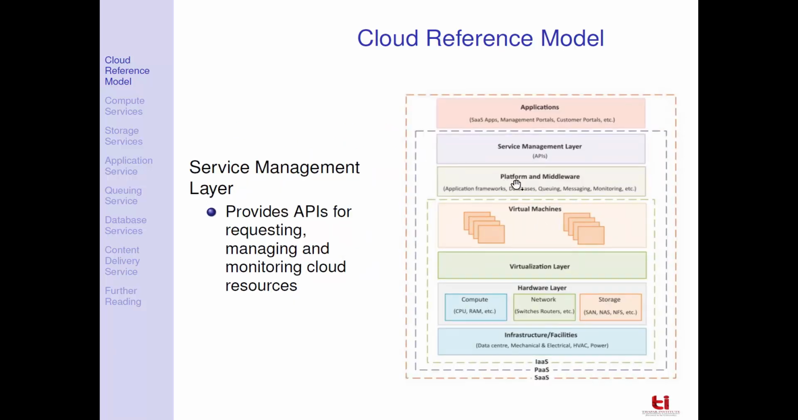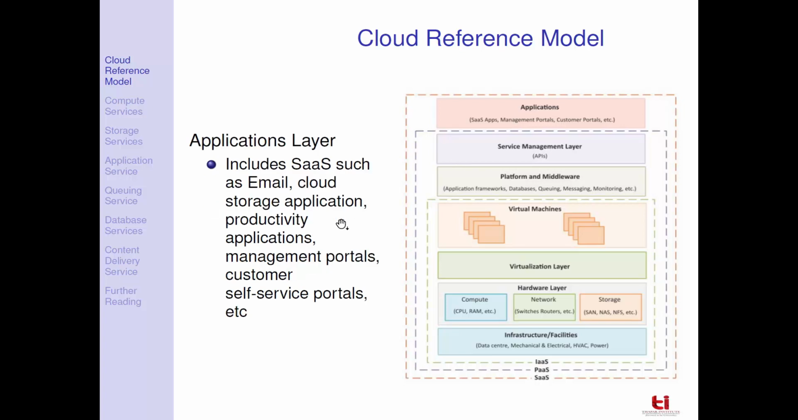The next layer, the layer above the platform and middleware layer, is the service management layer. It provides APIs, that is application program interfaces, for requesting, managing and monitoring the cloud resources. The topmost layer is the application layer. It includes software as a service such as email, cloud storage applications, productivity applications, management portals, customer self-service portals, etc. So the cloud reference model basically shows the various types of cloud services and the associated layers in the cloud reference model.